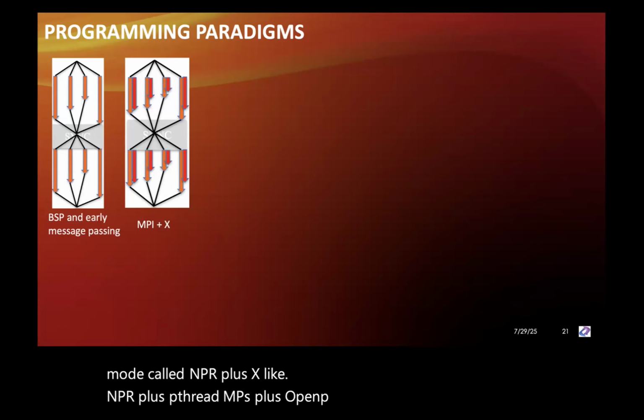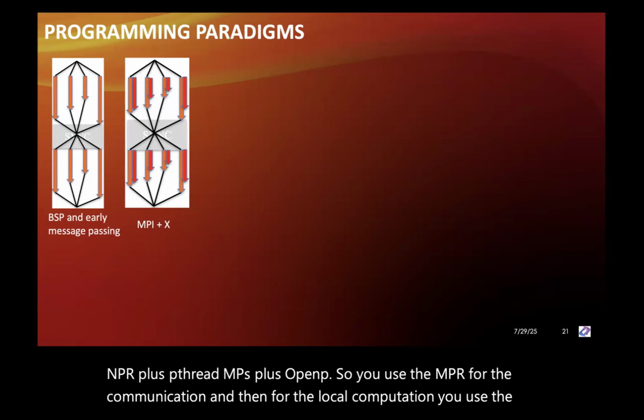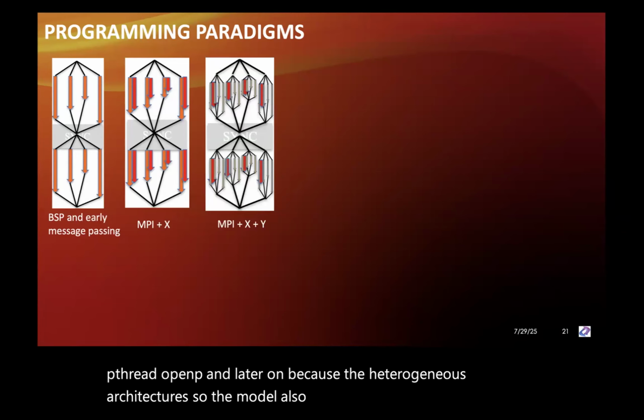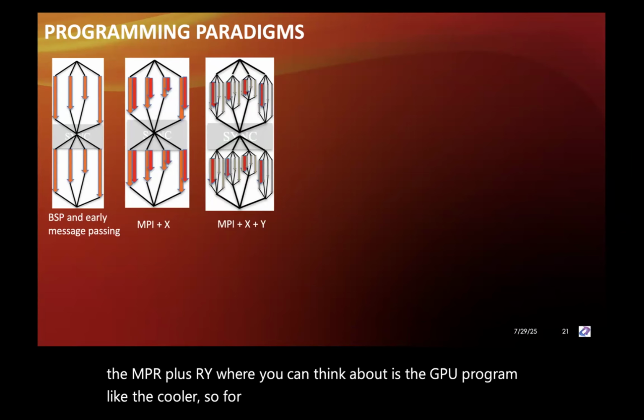So you use MPI for the communication, and then for the local computation, you use pthreads or OpenMP. Later on, because of heterogeneous architectures, the model also evolved from MPI plus X to MPI plus Y, where you can think of GPU programming, like CUDA for NVIDIA GPUs or HIP for AMD GPUs. So this is the evolution.